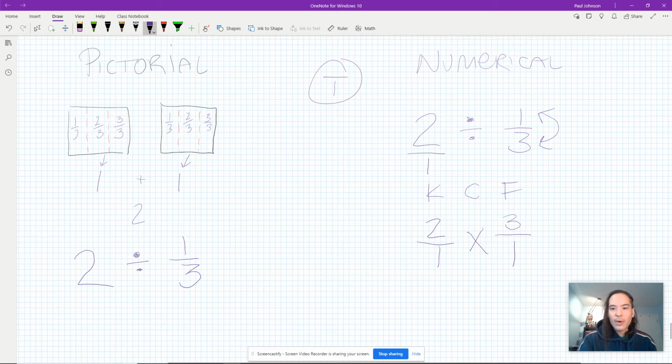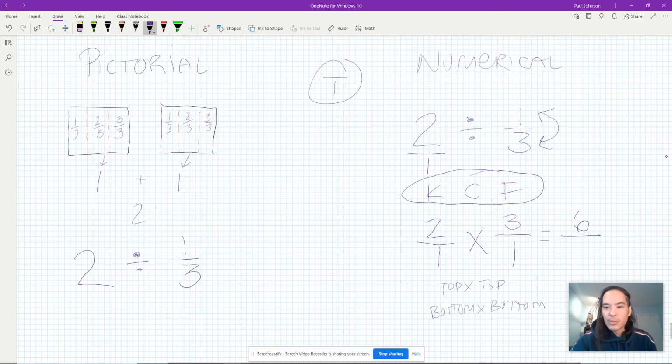All right, so now that we've done keep, change, flip, we now have our multiplication of fractions problem. And to do that, remember top times top, bottom times bottom, and then we'll have to simplify, right? So 2 times 3 is 6. 1 times 1 is 1. So this is 6 over 1.